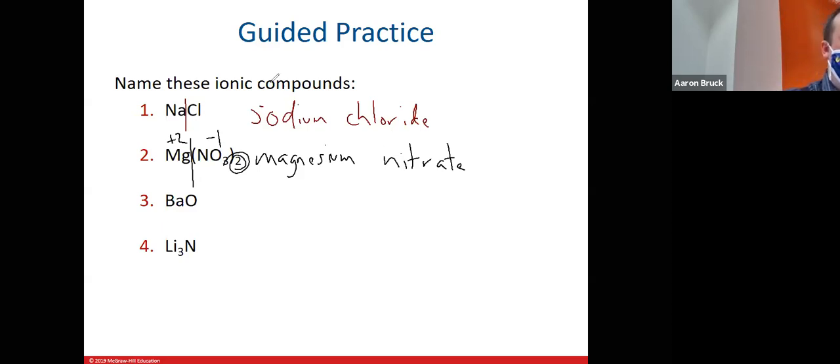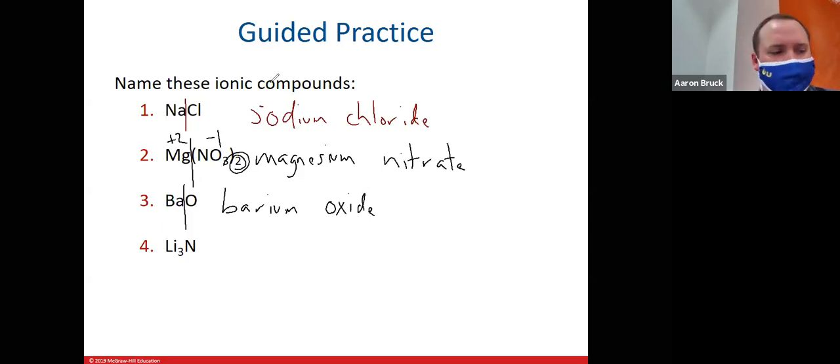Okay, once again, barium and oxygen. So I've got a metal and a non-metal. Split the anion from the cation. Ba is barium. O is oxygen. Fix the ending. Oxygen becomes oxide. Barium oxide is the name of this compound.